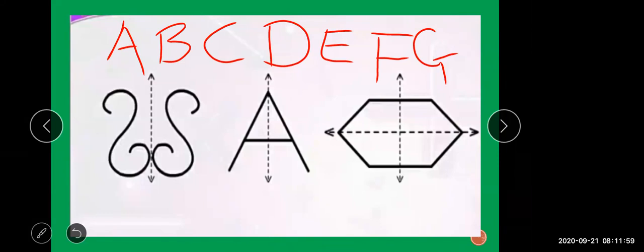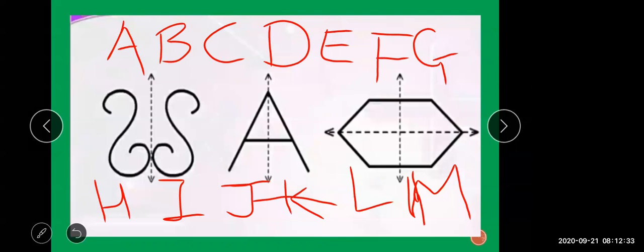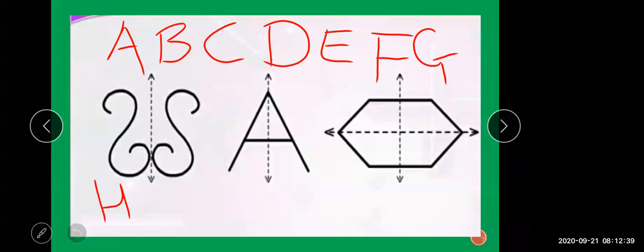Now after the G, H. Is it a symmetrical figure? Yes. I. Yes. J. No, J is not a symmetrical figure. K. Yes, it's a symmetrical figure. L. No. M, capital M. Yes, it's a symmetrical figure. N.